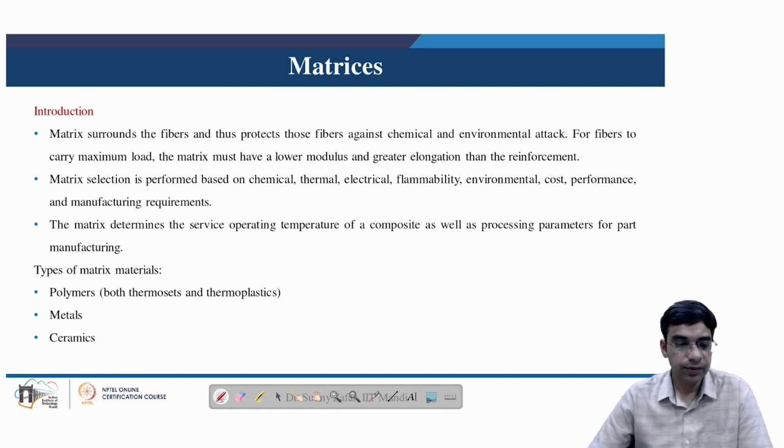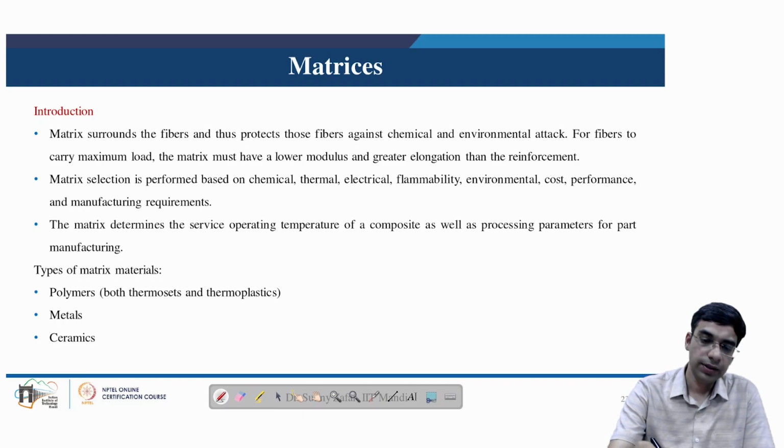So, all this we have just seen regarding the role of matrices: they are there to protect the fibers against chemical and environmental attack. For the fibers to carry the maximum load, the matrix must have a lower modulus and greater elongation. The matrix selection is performed based on chemical treatment and thermal treatment and several other properties like chemical, thermal, electrical, being flammable, etc. And the matrix also determines the service operating temperature of the composite for processing of parts.